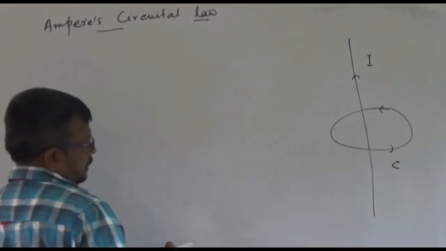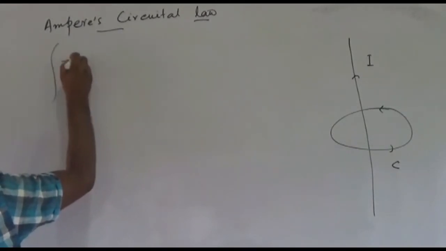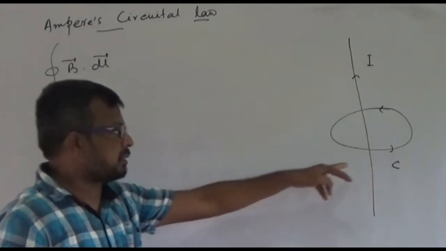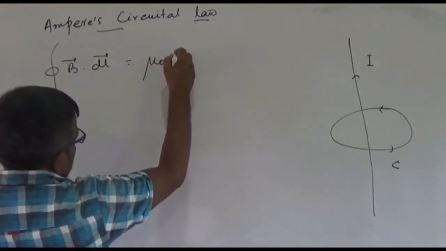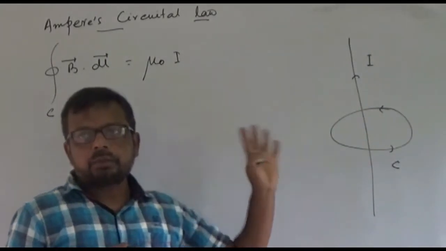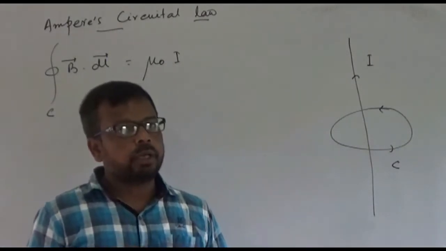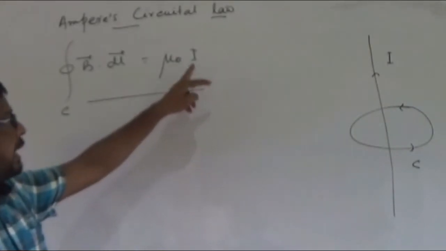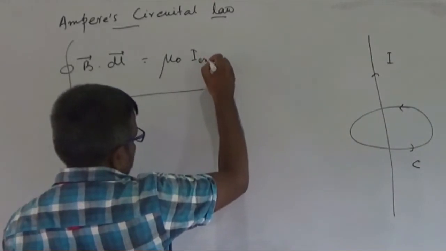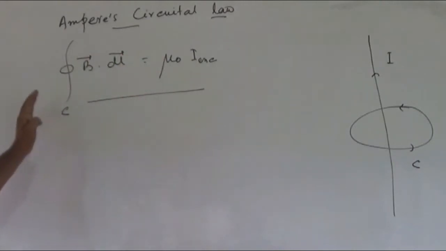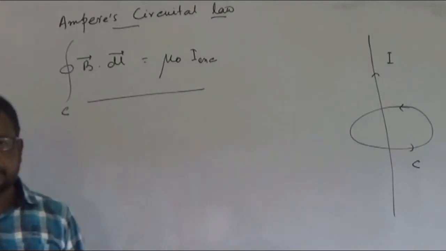If B is the magnetic field and dl is an elementary path, then closed integral B dot dl is the line integral of the magnetic field around the closed path C, which equals mu naught I. I is the total current or net current enclosed by this closed path, or you can say the net current flowing through any surface enclosed by this closed path. Mu naught is the permeability of free space, and I can be written as I enclosed, I_enc, that means the current enclosed by the closed path C. This is Ampere's circuital theorem, and this expression is called the integral form of Ampere's circuital law.